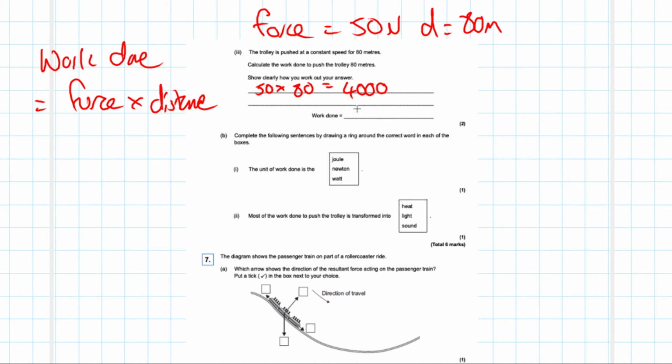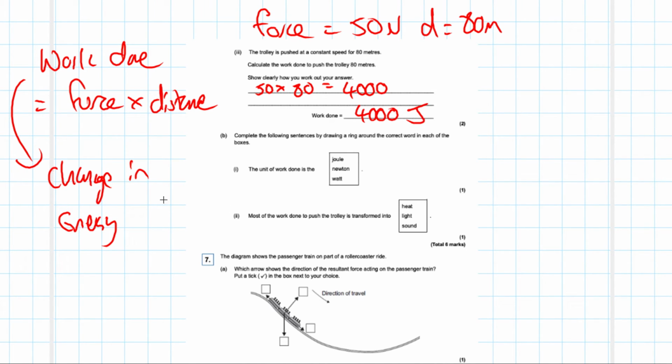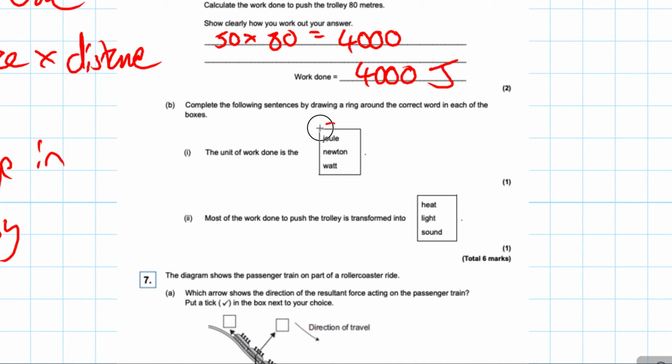Now the key thing here is the units. Work done is the same as change in energy. So that means that your answer is in joules. And that answers your next question: the unit of work done is joules. Most of the work done to push a trolley is transformed into heat. Most waste energy, or work, goes to heat. So if you're ever stuck in terms of what something goes into and it's not obvious, like kinetic energy or something, most likely it will be heat and also wasted energy as well.